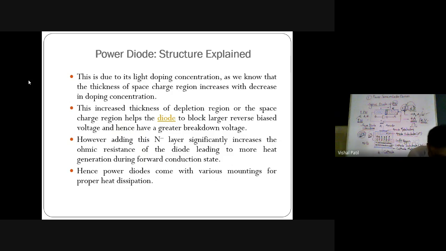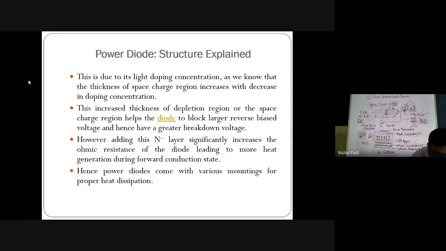This slide is continued. As we know, the thickness of the space charge region increases with decreasing doping concentration. This increases the thickness of the depletion region or space charge region, and helps the diode to block a larger reverse bias voltage and hence have a greater breakover or breakdown voltage. This is the reason why we get a very high breakdown voltage across the power diode when it is connected in reverse bias. As I mentioned, it has a correlation with this concept where there is a lot of space for the space charge region.